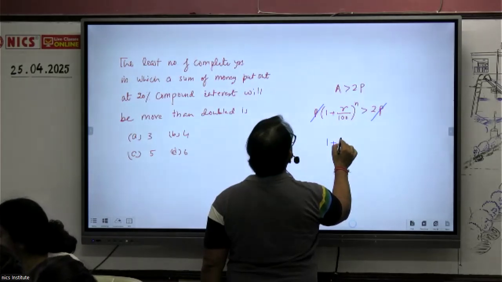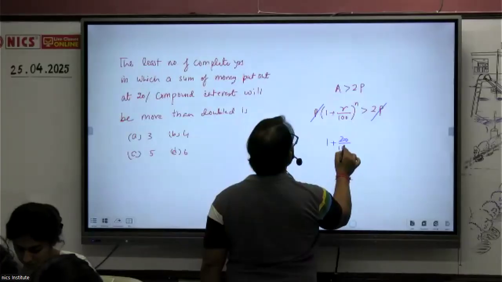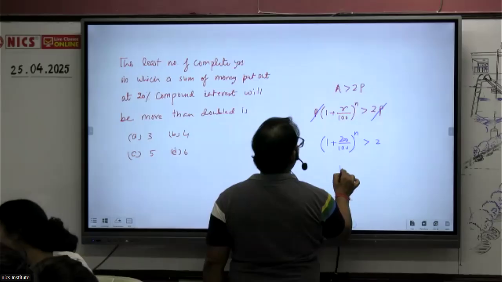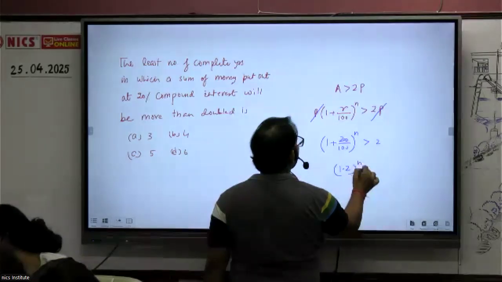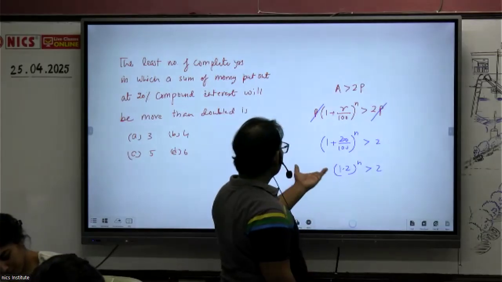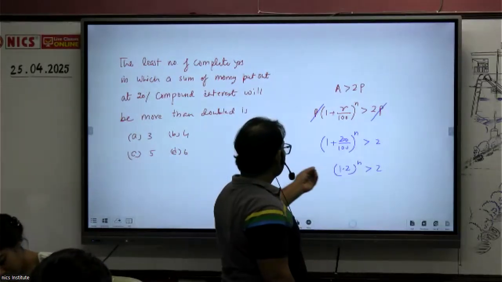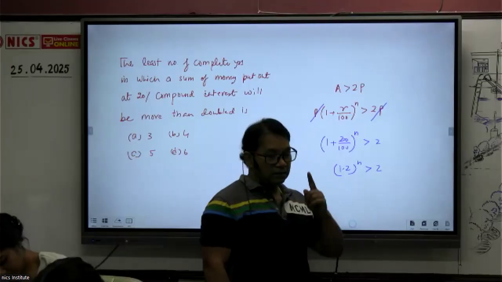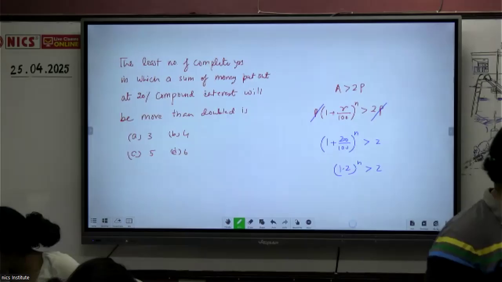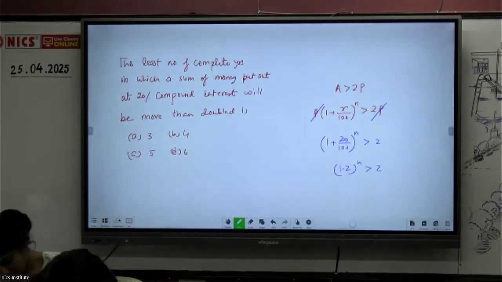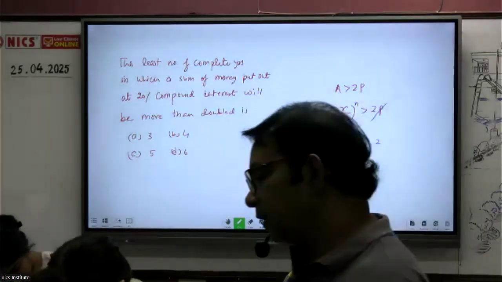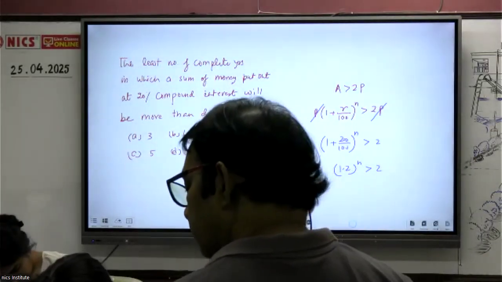This is 20 by 100. So it will be 1.2 to the power n. So hit and trial. n cannot be 2. You can start with 3. You can take n as 3. It could be either 3 or 4. So when n is 3, will the amount be more than doubled?